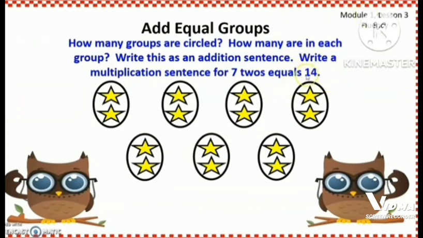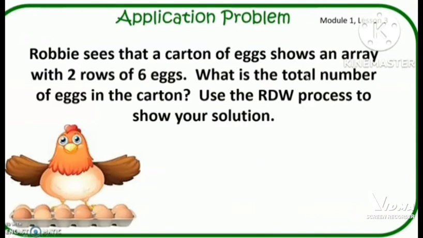Now, let us solve this application problem. Robbie sees that a carton of eggs shows an array with 2 rows of 6 eggs. What is the total number of eggs in the carton? You can read, draw before you write the answer. 2 rows of 6 eggs is very simple. 2 times 6.